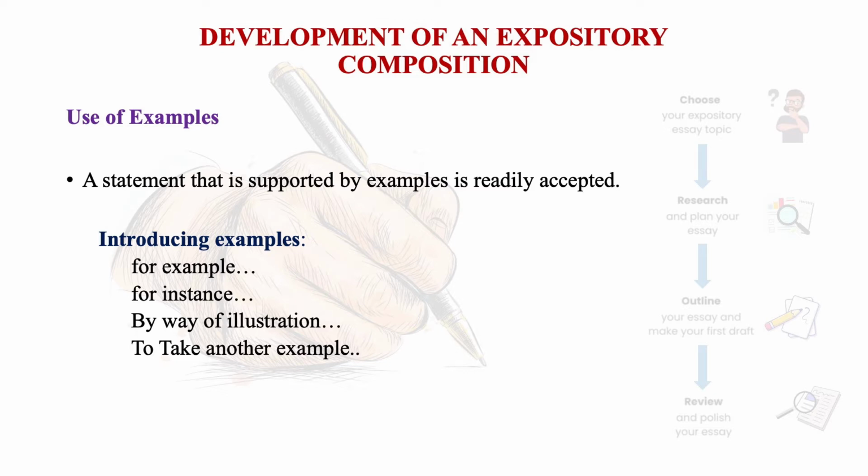So these are the expressions, or linking devices, or even idea units, which are used to give examples. For giving examples, you can start with these expressions. For example, you can talk about something, or for instance, you can talk about something. To take another example, you can give another example. So these are the ways, and you have to learn them. This is the second technique of developing the expository composition, using examples.